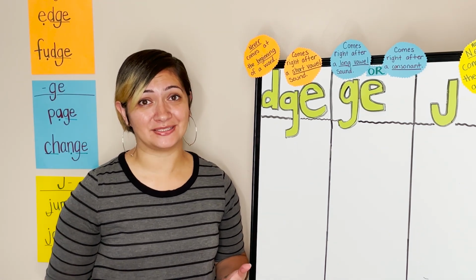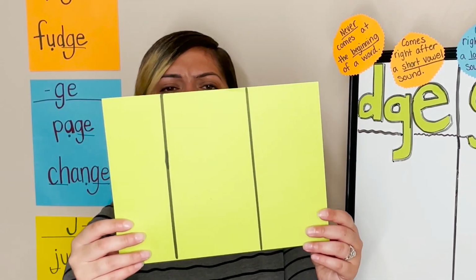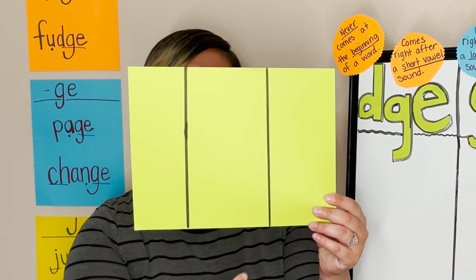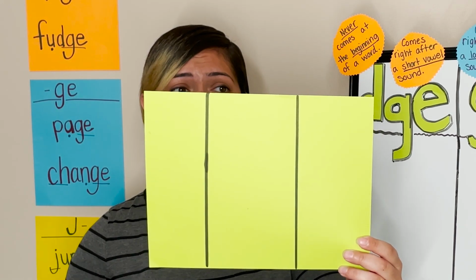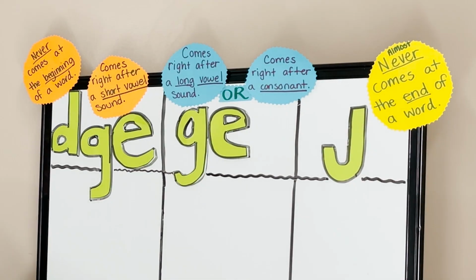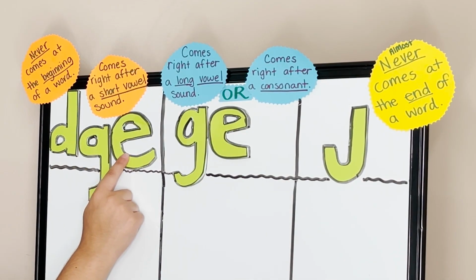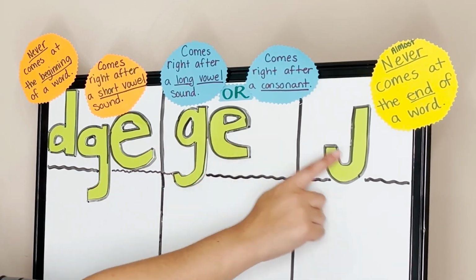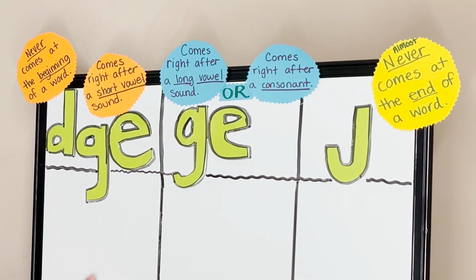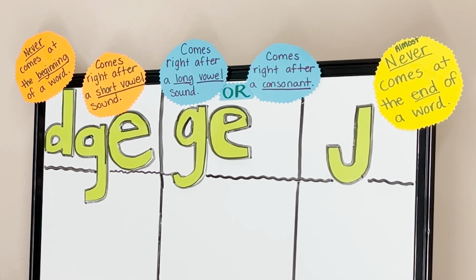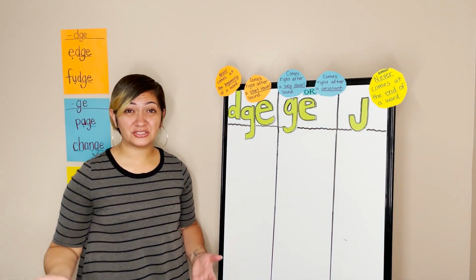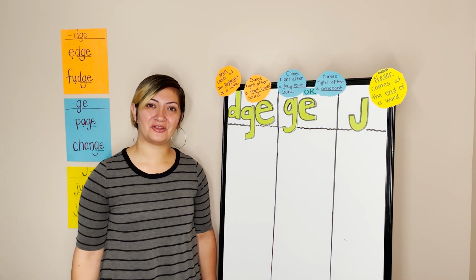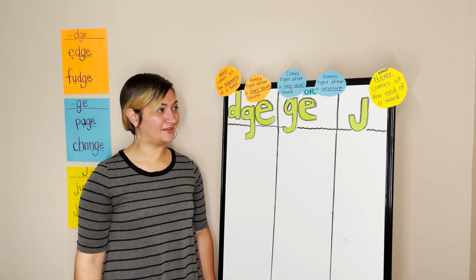I think we need to do some practice. Can you go ahead and get your paper? Nice. On your paper, can you go ahead and draw two lines going straight down, making three columns? On your columns, you're going to go ahead and write D-G-E, G-E, and then J. So your paper will look like what I have here on the board. We're going to have some words to read and sort. Once you know where the word goes, go ahead and write it down on your paper. Yeah, it'll be fun.